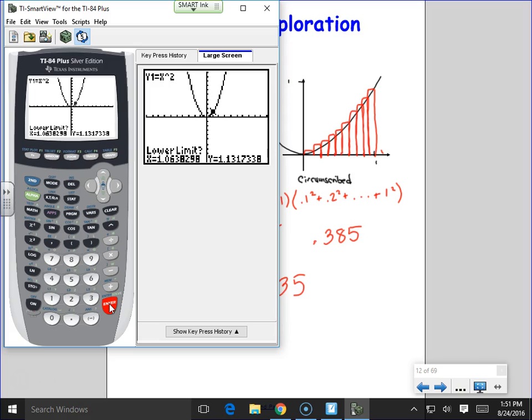Wait, where were we starting? What x value? 0. Where were we ending? What x value? 1. It even shades it. What was the area? 0.33333333. How'd we do the second time? We get closer? Yeah. How would we have gotten even closer? More rectangles. Do 100, do 1,000, do 1,000,000.